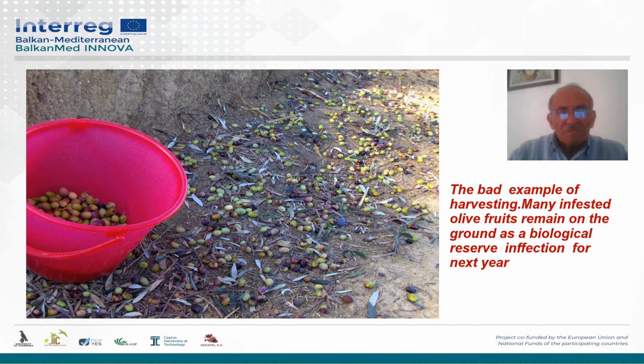Here we see a bad example of harvesting. Many infected olive fruits remain on the ground as a biological infection reserve for next year. So many pupae are in this fruit and remain on the ground. This is a bad example.